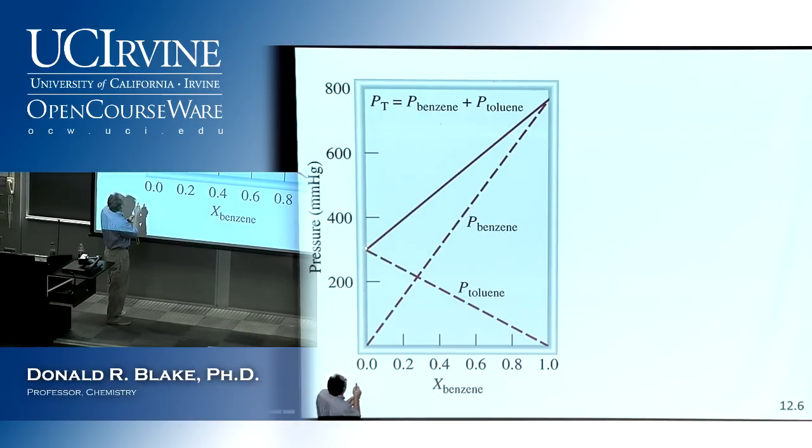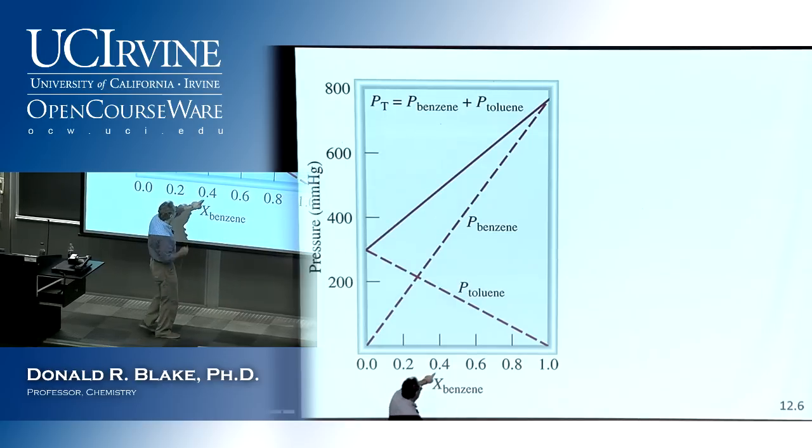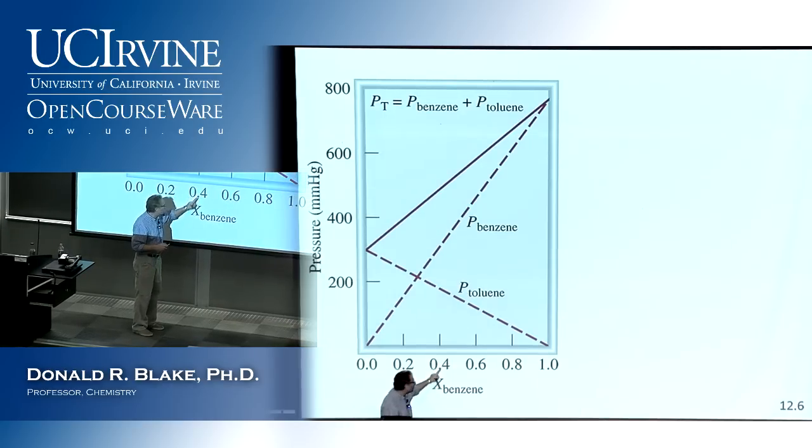For toluene, it's about 300. We got that? 300. Okay, so, at 0.4 mole fraction of, no, sorry, this is 0.6 mole fraction for toluene. What would be the contribution to pressure from toluene? 200, right. Okay.